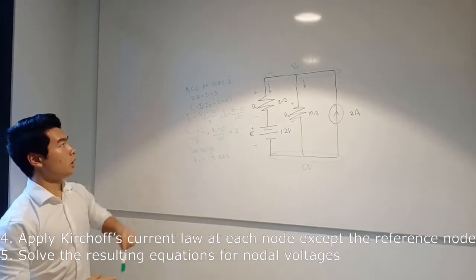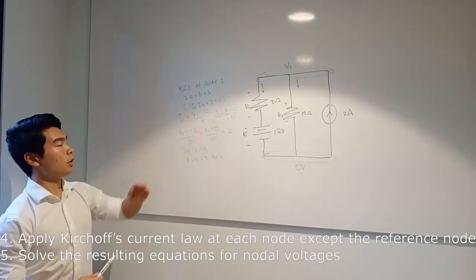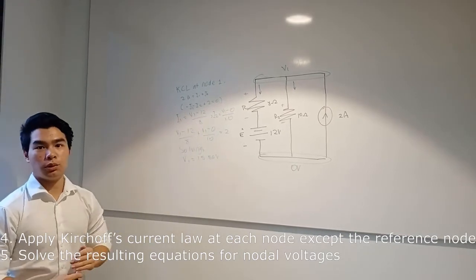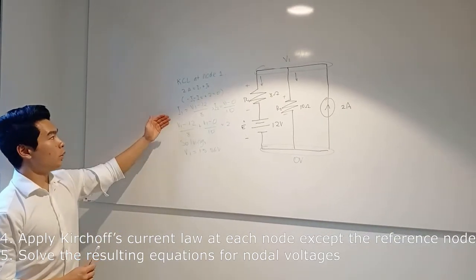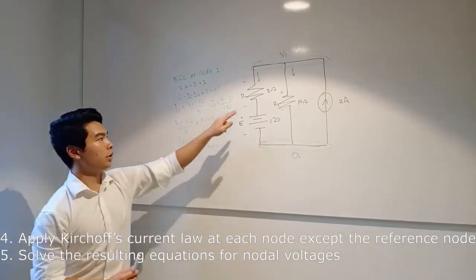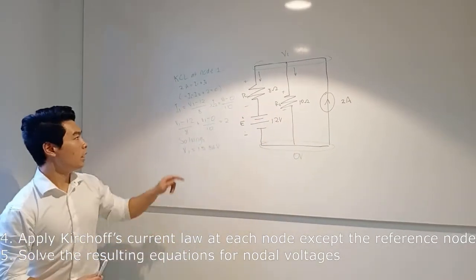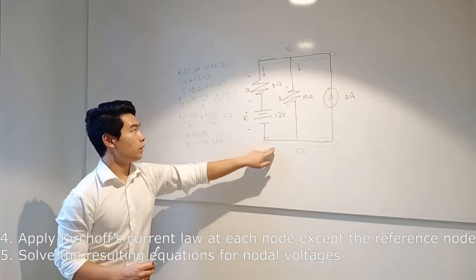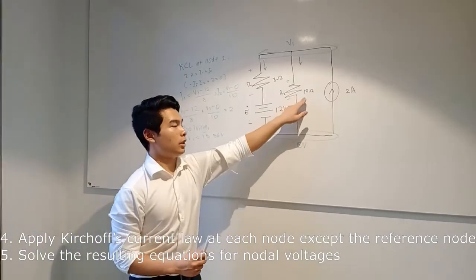The KCL at node 1, 2A equals I1 plus I2. In general terms, negative I1 minus I2 plus 2 equals 0. Solving, we have V1 minus 12, which is the input voltage, divided by the resistor where it is exiting from. Where we have I2, we have V1 minus 0 volts, because it is the reference node, divided by the resistor where it is exiting from.